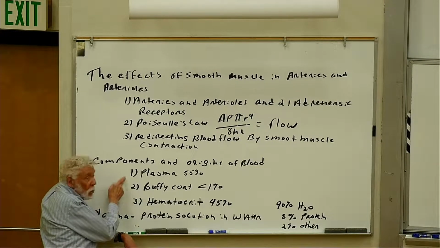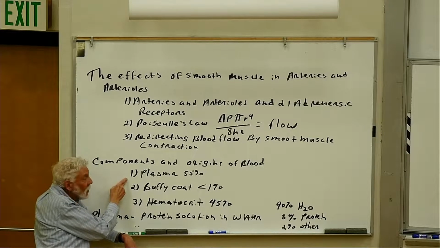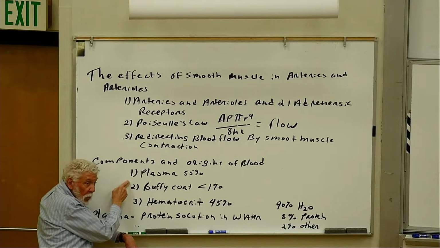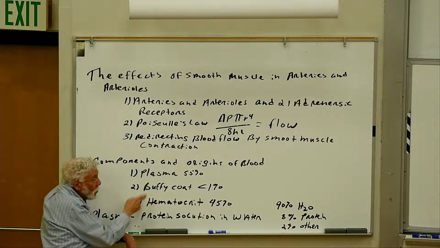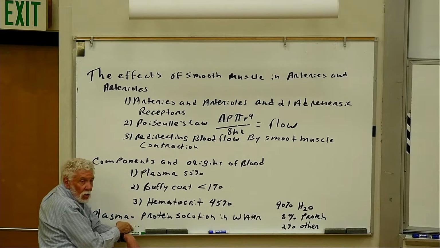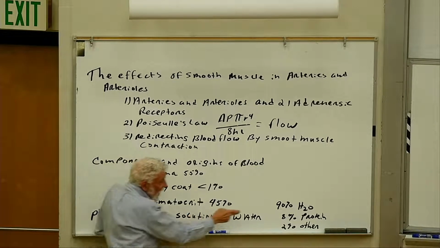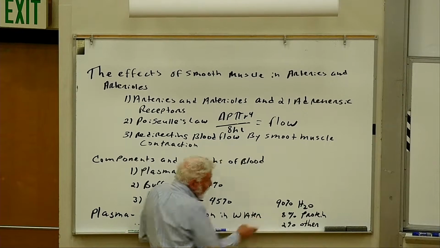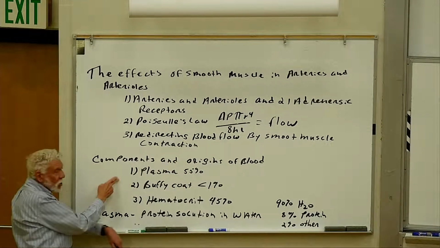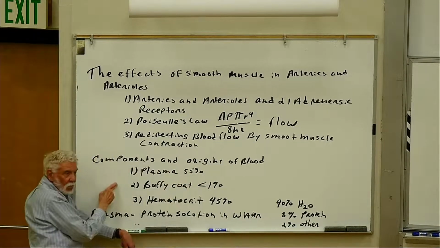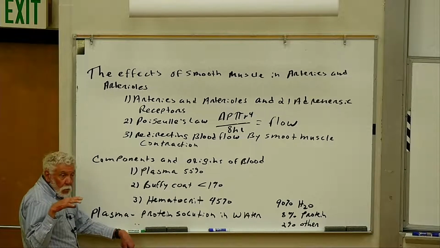One component is going to be the plasma. The plasma is 55% of the blood volume. The plasma is basically just a protein solution. Basically, we're going to have 90% water, 8% protein, 2% other stuff. That's the plasma. It's the least dense. That's why it floats to the top of the tube.